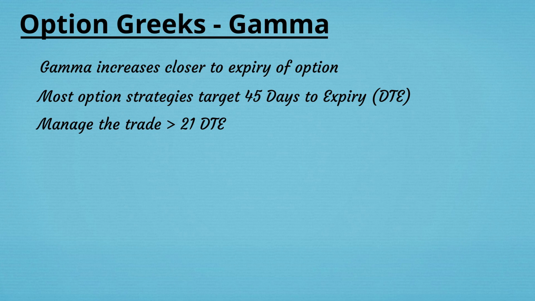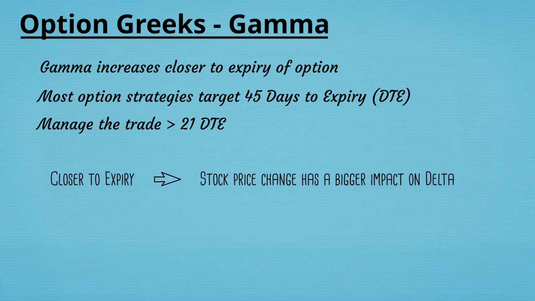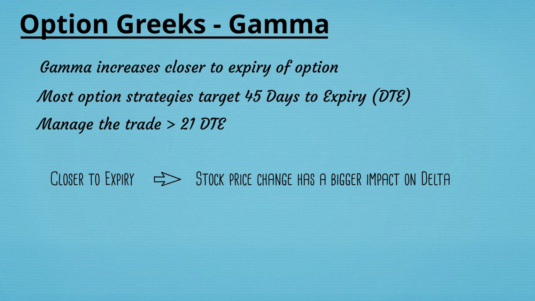Now, that's not to say you should never hold options within 21 days. I mean, quite the opposite. I frequently sell weekly options to collect premiums, such as part of a covered call strategy. But you just have to be aware of what the value of gamma is at the time and incorporate that into your overall risk management plan. You just have to know that as you get very close to expiry, changes in the stock price will have a much bigger effect on delta than they would if they're farther out in time.